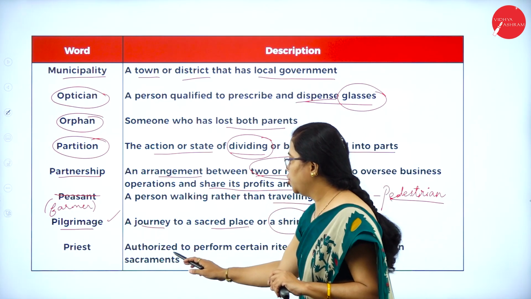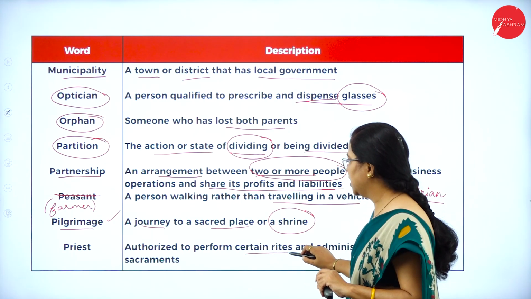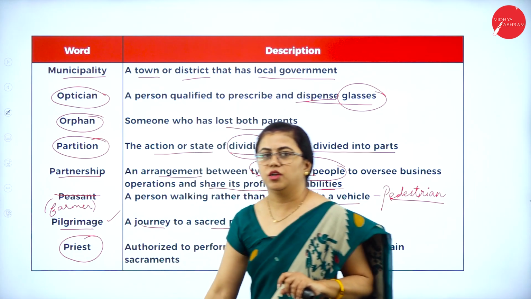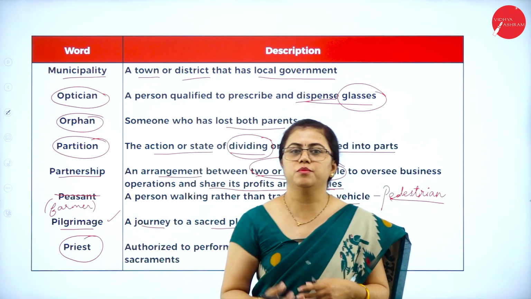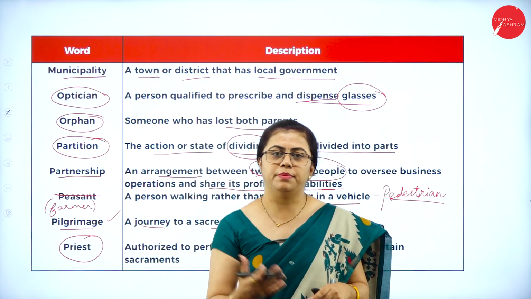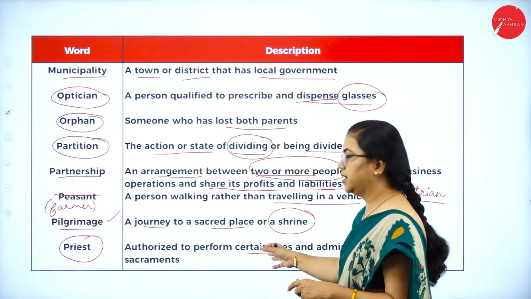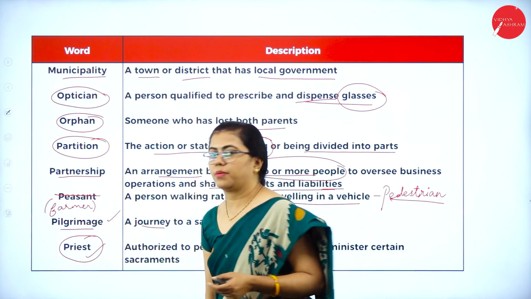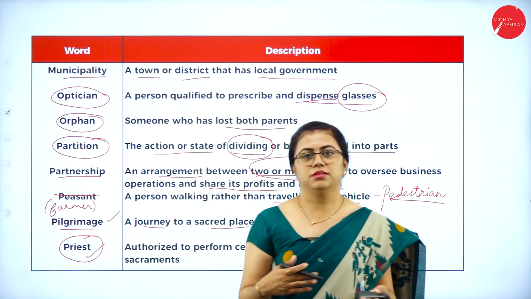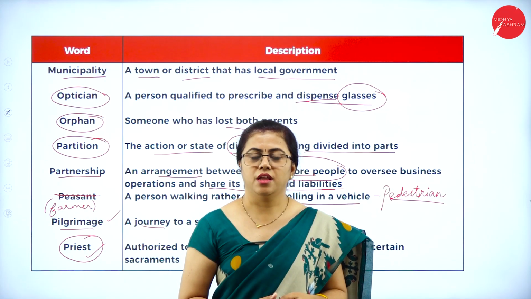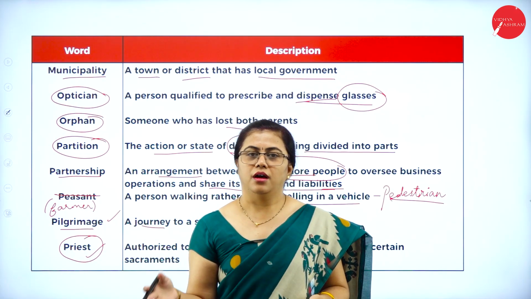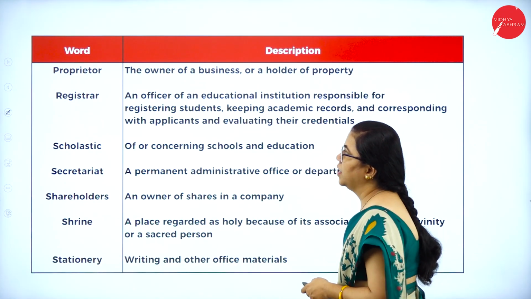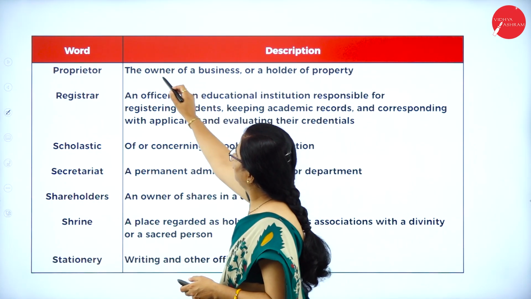Then authorized to perform certain rites. Authorized to perform certain rites, then it is priest. Pujari, the one who performs puja in the temples and all. They perform certain rites or sacraments, you can say. So they are called priests. The priest does the puja very well, or there is a priest in this temple, you can say. This way you can form sentences. Then you have this, the owner of a business.